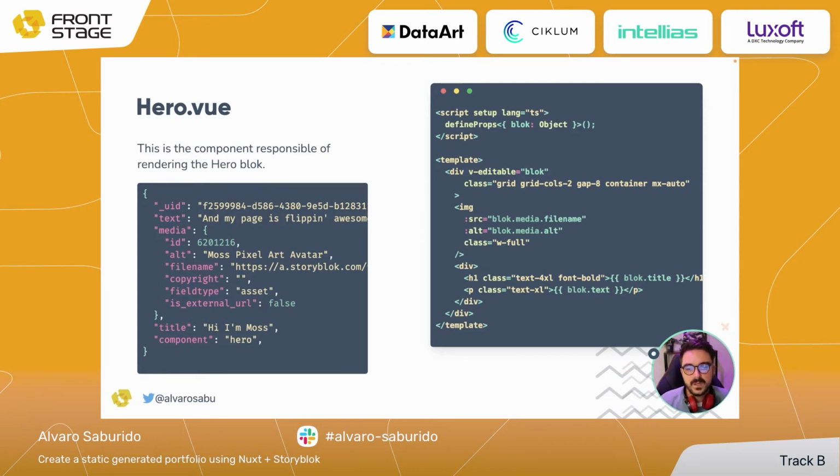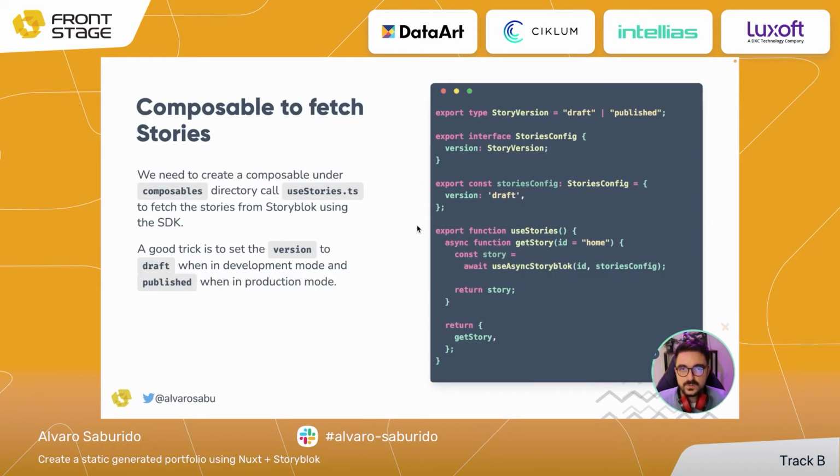We have to mention something here: the media comes as an object. So if you were thinking about using media directly in the source, it's going to fail because it's an object. And you can see it here in the JSON that Storyblok is returning. If you check the media, it's going to have an ID, an alt, a file name, the copyright, the field type, etc. So it is an object. The same goes for URLs. When you add a field that is the type link, it's going to have a similar structure.